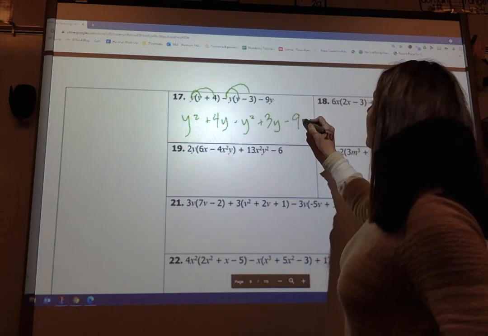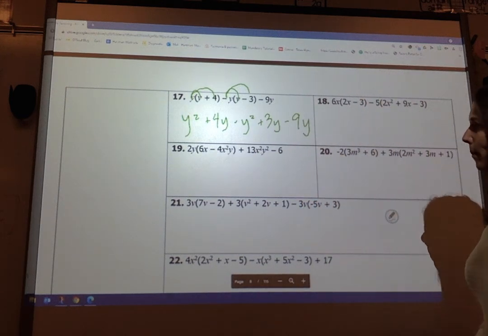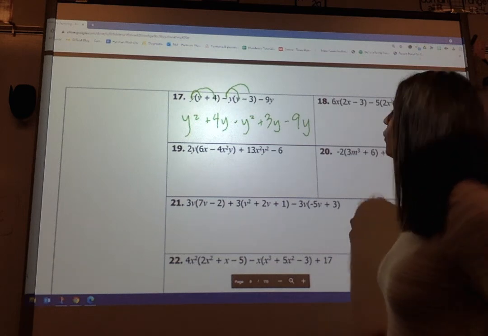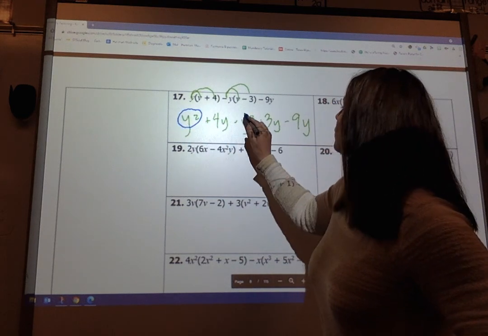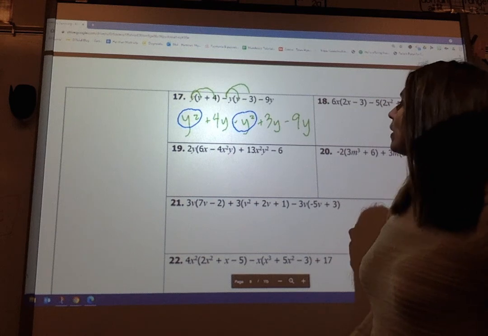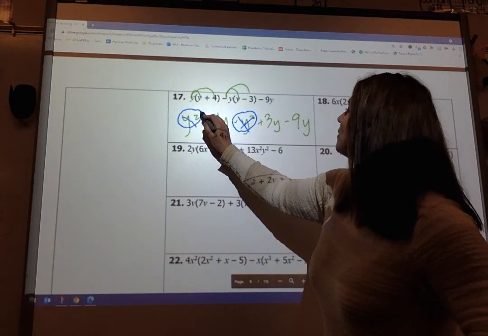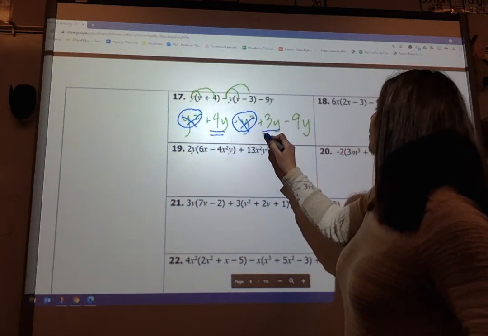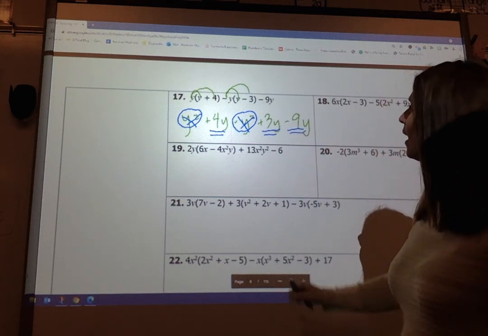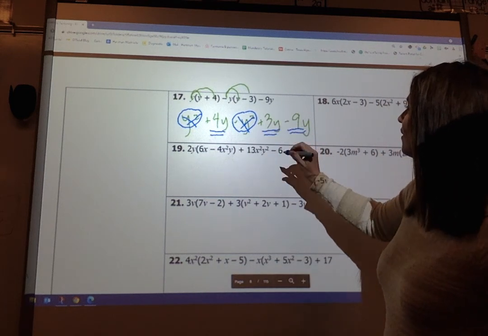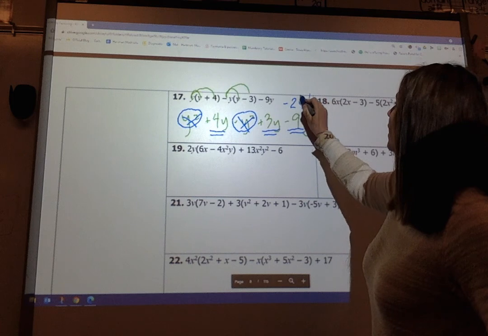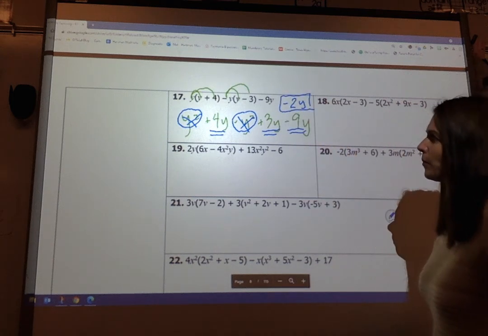And then I have this negative 9y. Remember, you can only combine like terms, so I have this y squared and this negative y squared, and they cancel out. I have 4y, 3y, and negative 9y, so 7y and a negative 9y is negative 2y. And that would be my final answer.